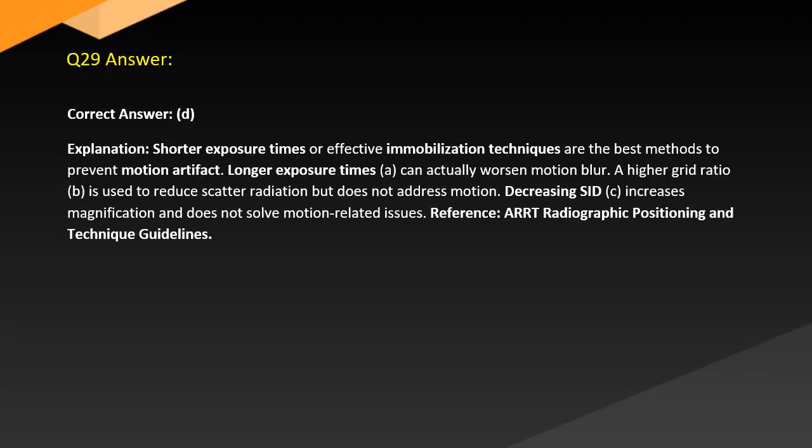Answer. Correct answer, D. Explanation. Shorter exposure times or effective immobilization techniques are the best methods to prevent motion artifact. Longer exposure times can actually worsen motion blur. A higher grid ratio (B) is used to reduce scatter radiation but does not address motion. Decreasing SID (C) increases magnification and does not solve motion-related issues. Reference: Radiographic Positioning and Technique Guidelines.